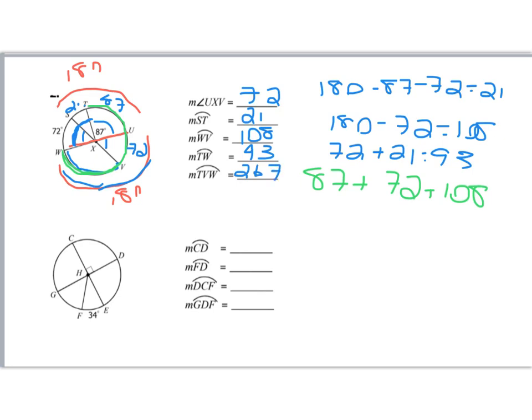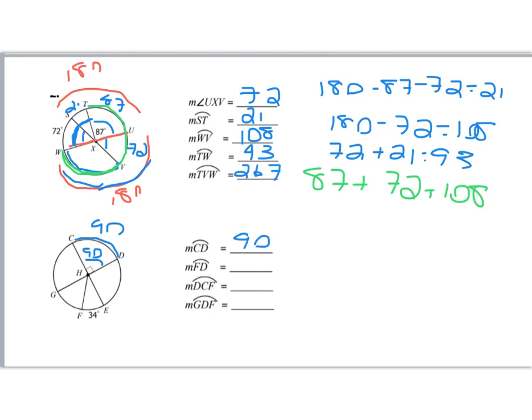Let's move on to the next one. So the next one, the first thing that we should see is right here. This is 90. So that's easy to tell what CD is. That's 90. Okay, so if that's 90, what are we looking for? We're looking for FD.